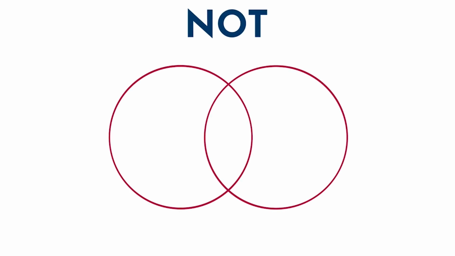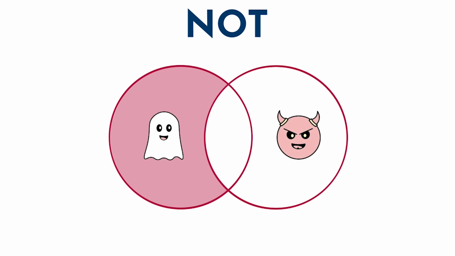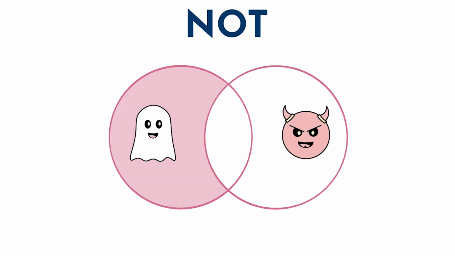A large Venn diagram appears under the heading NOT. The diagram has two circles arranged so that they overlap in the center. In the first circle, an illustration of a ghost appears, and in the second circle, an illustration of a demon. The first circle is filled in with red, but only where it does not overlap with the second circle. NOT narrows your search by excluding things. In this example, you're pretty certain the ghost is friendly and not demonic. So you might want to exclude demons from your search.